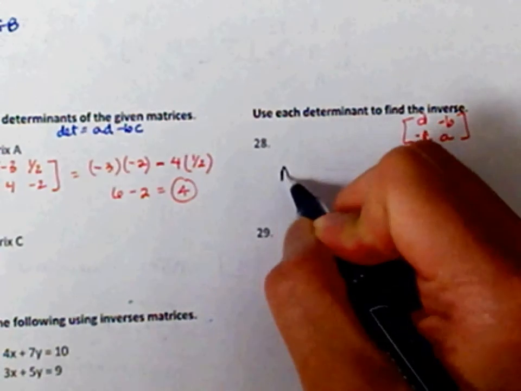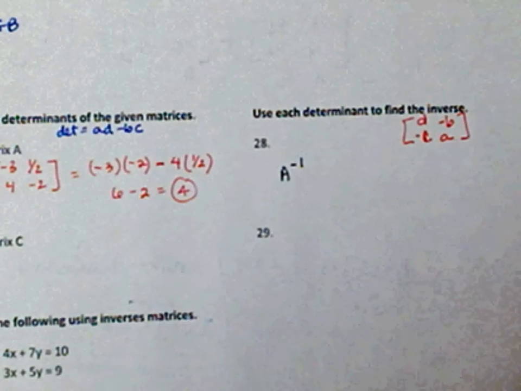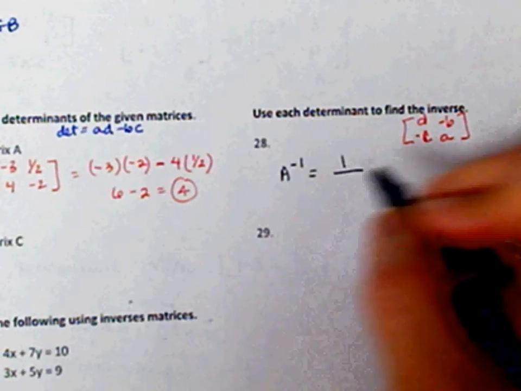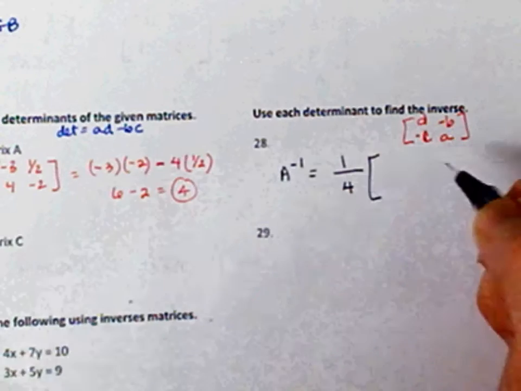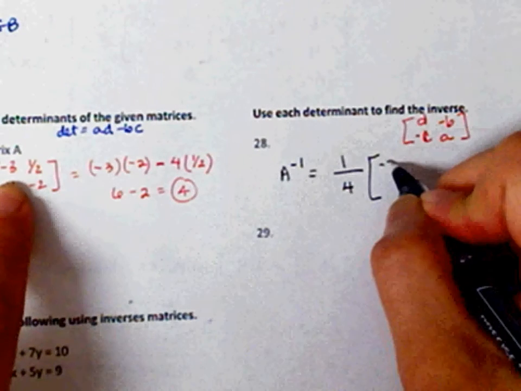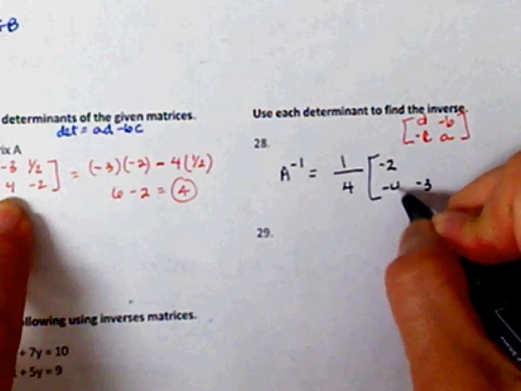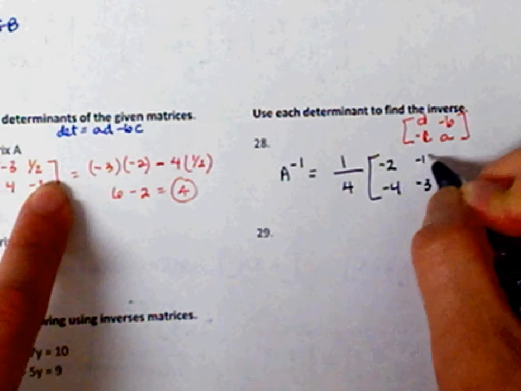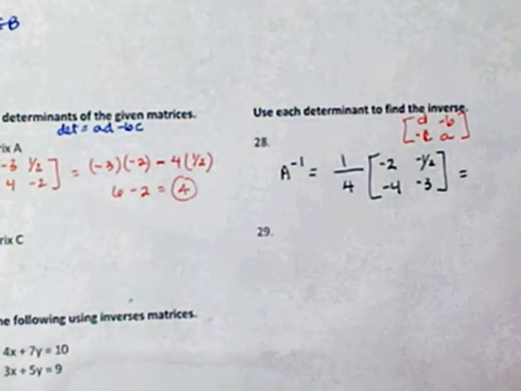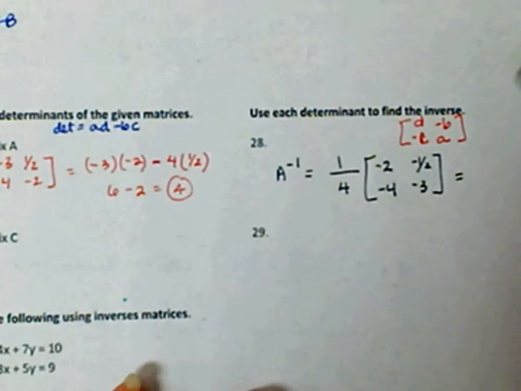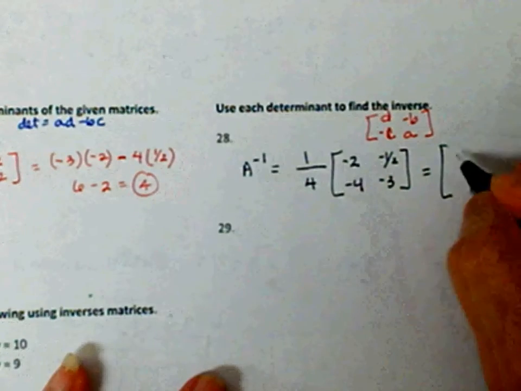So therefore, you're going to take your determinant. Here's your inverse. Inverse is A to the negative 1. Take your determinant, which is 1 over 4. Switch your A and your C, so negative 2 goes here, negative 3 goes here. If this is a 4, this becomes a negative 4, and that becomes a negative 1/2. And you're going to multiply it like a scalar, all right?